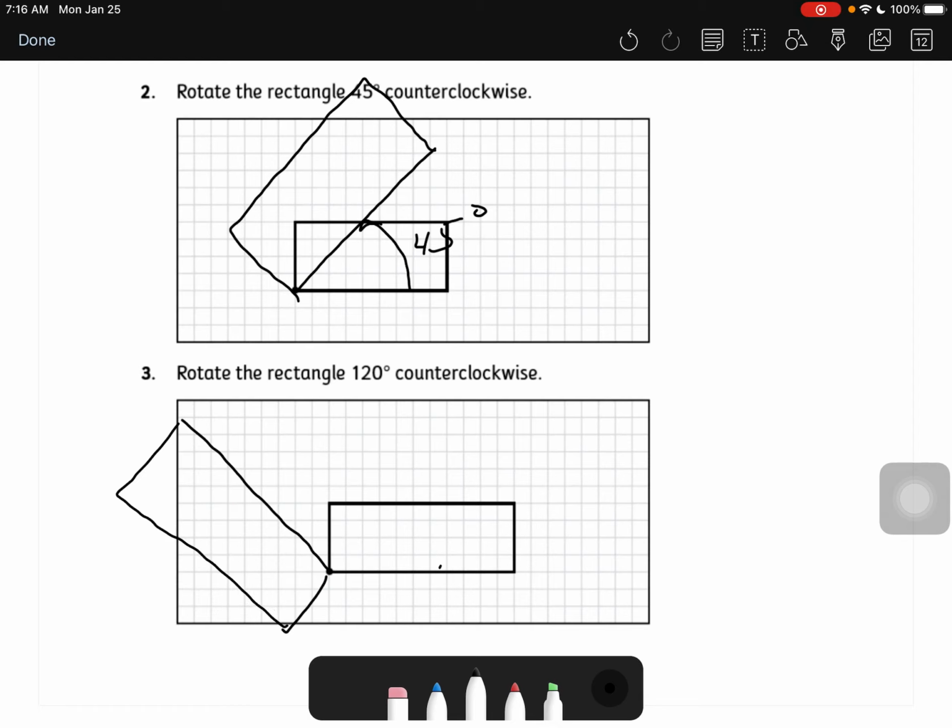So if it was 90 degrees, it would be standing straight up. But if it's 120, it's going to go a little bit past that. All right, so that is it for this set of notes.